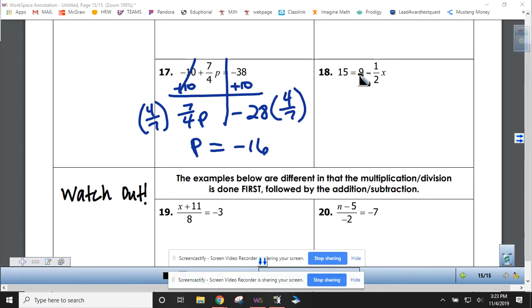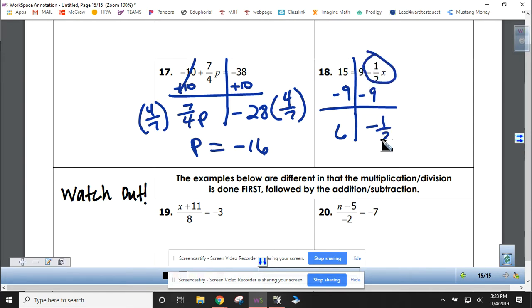All right, question 18. We've got 9 minus 1/2 x, so we need to get rid of this 9 by subtracting it from each side. So now we've got 15 minus 9, which is 6. Bring everything else down. Don't forget this negative sign, negative 1/2 x.